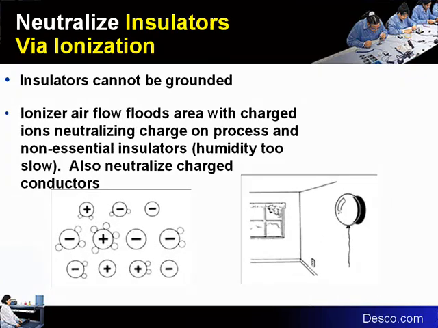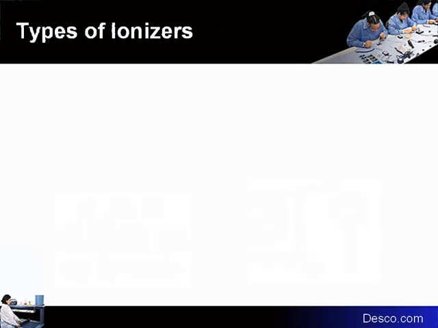Sometimes at a workstation we may have some insulators that cannot be eliminated or replaced. These are called process essential insulators, and when that is the case, we would then use ionization to neutralize the charges.